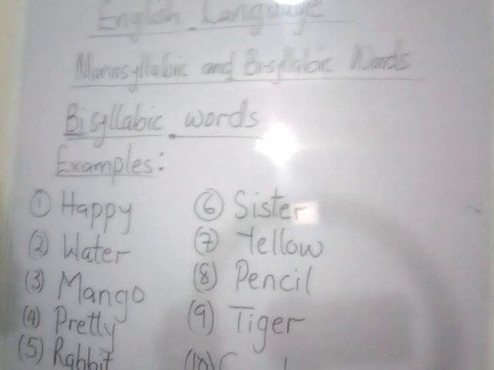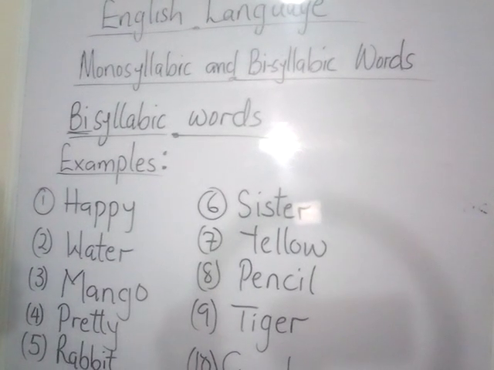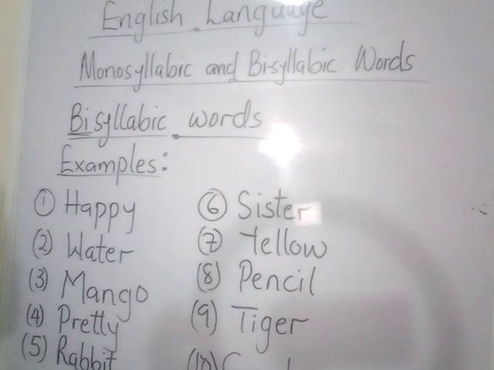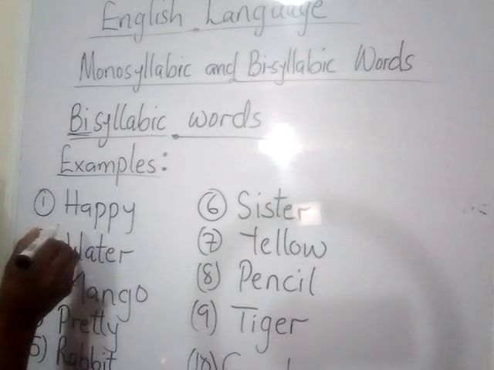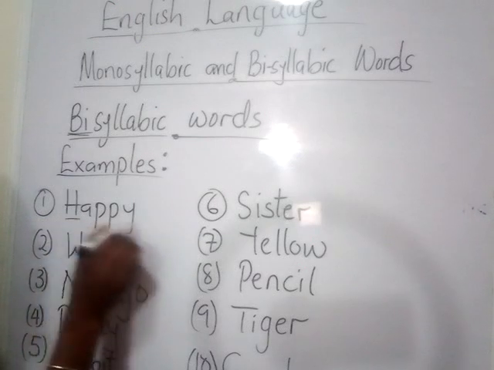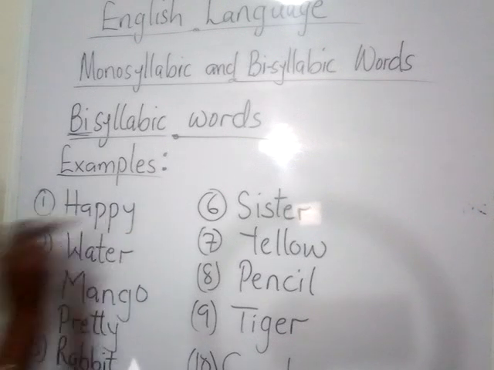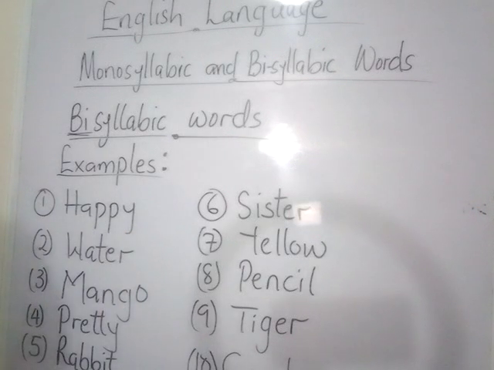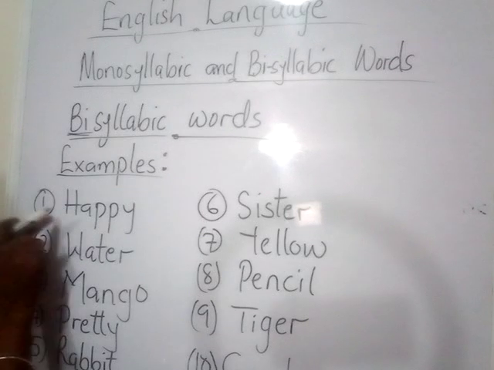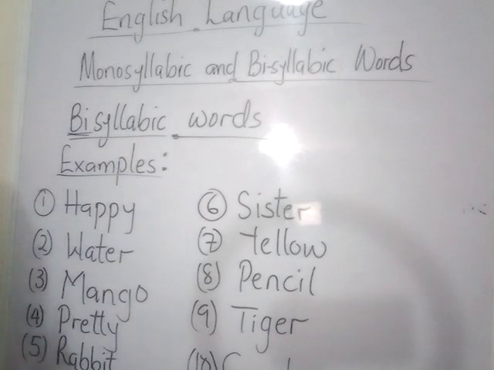Okay, so we're going to take a look at some examples of bisyllabic words, words that have two syllables. The first one we have here is happy. Ha is one unit of sound. Py is another unit of sound. So we have two units of sound here. That's why it's bisyllabic, that is two syllables.